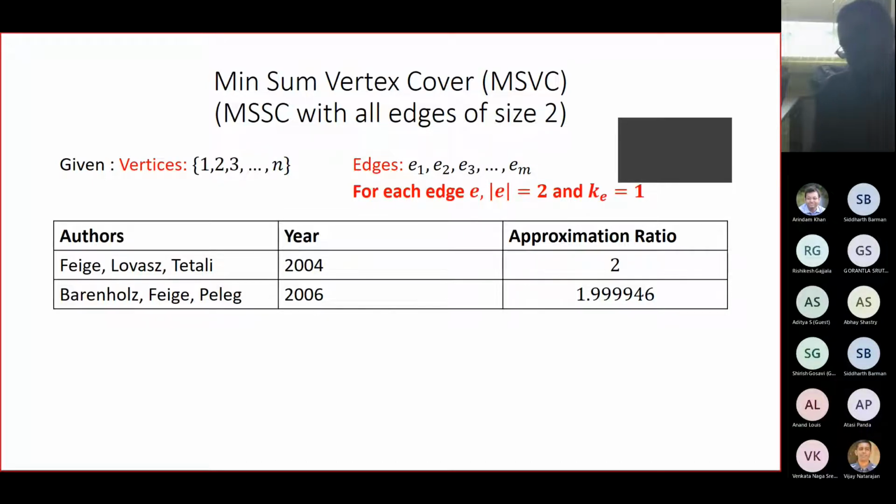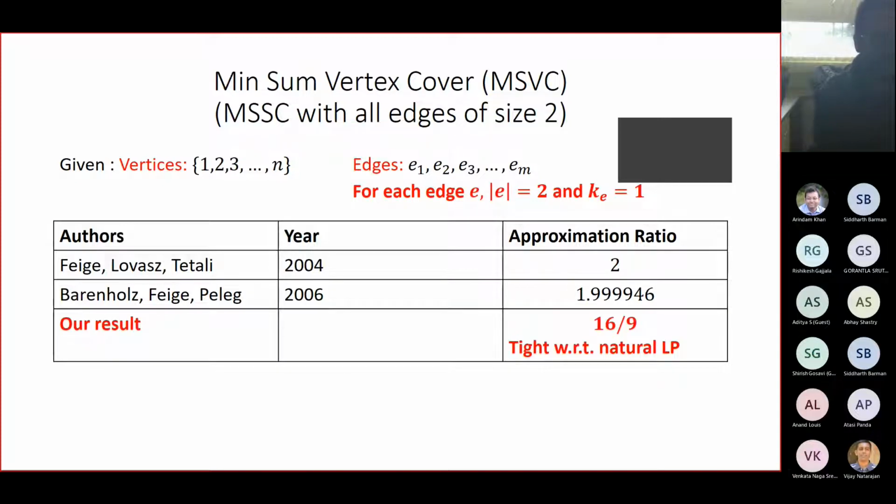But the question is whether we can get significantly better than 2. And indeed, we show using the same framework that we can get 16/9. And 16/9 is not some random factor. This is actually the integrality gap of the natural LP for min-sum set cover.